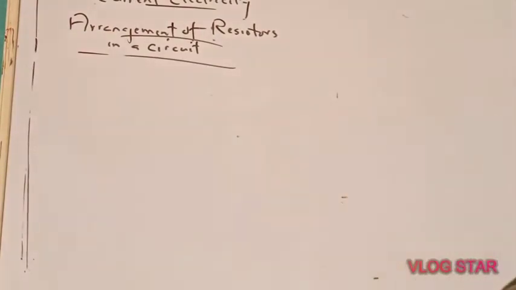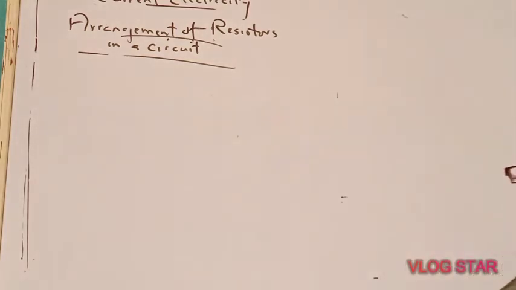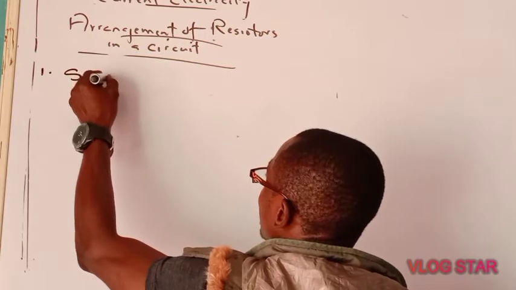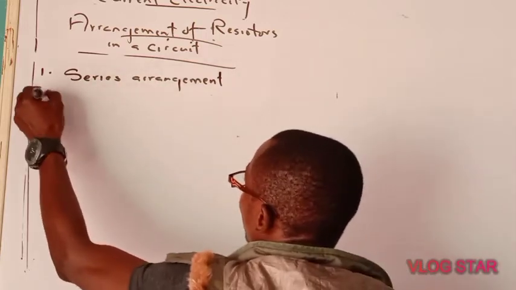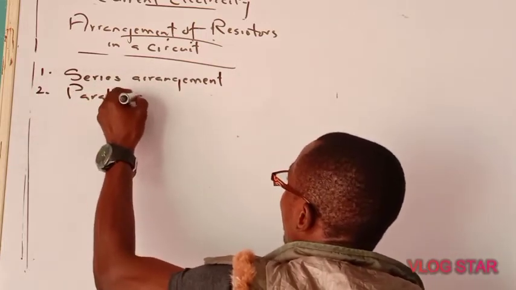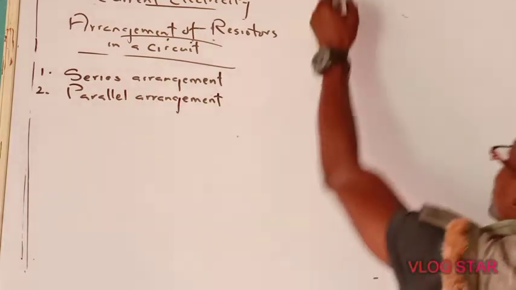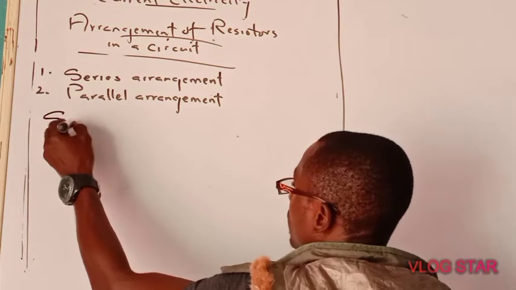Resistors are arranged in a circuit in two ways. One, series arrangement, and two, parallel arrangement. Let's look at series arrangement.